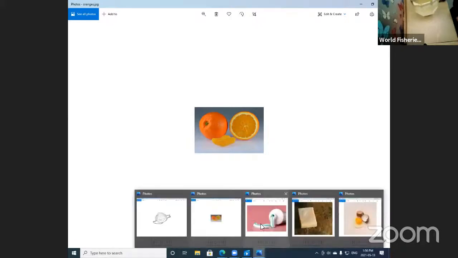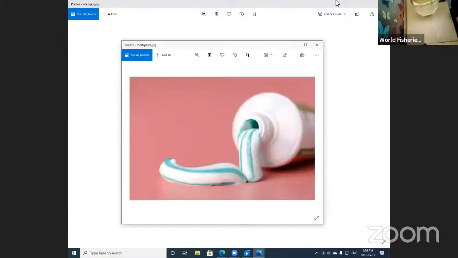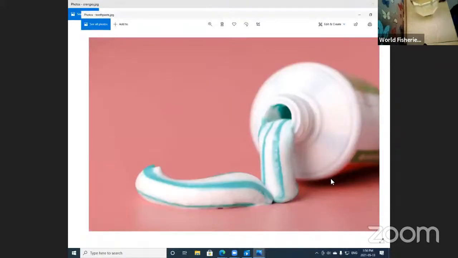So let's do this one. Okay, what do you think, guys? Do you think toothpaste is basic or acidic?